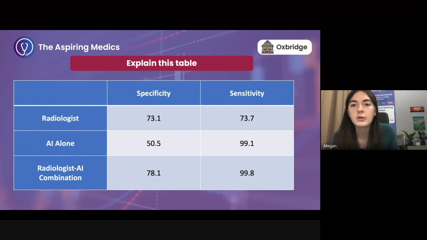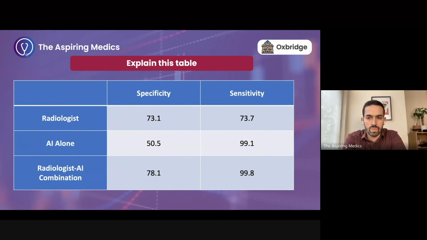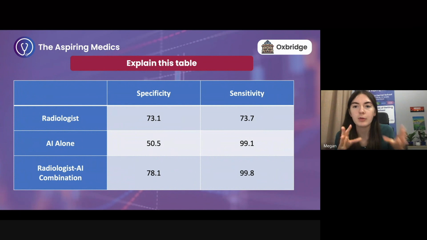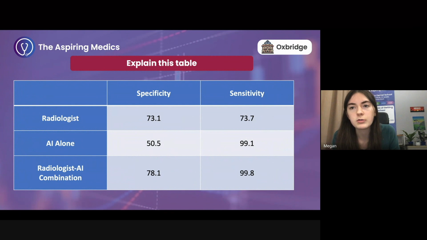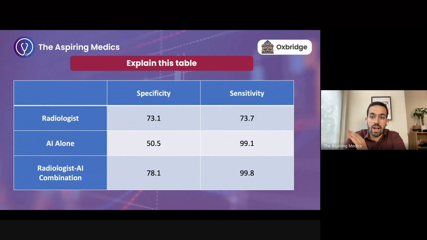So I would understand that to mean that the AI alone is quite good at detecting an abnormality on the scan, but it won't be able to detect the specific condition or disease that causes that abnormality. I'm not sure if that's correct. Not necessarily. Sensitivity, what does it mean? With AI alone it's 99.1, so let's round up to 100. What does that mean? It'll always detect the disease on the scan. If you do have MS, it will always detect it. With 100% accuracy, it won't miss a case.